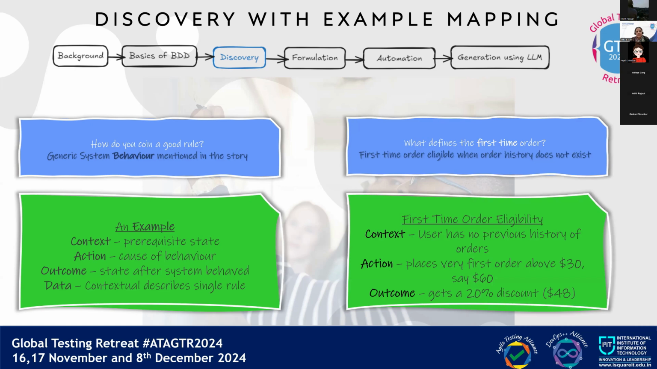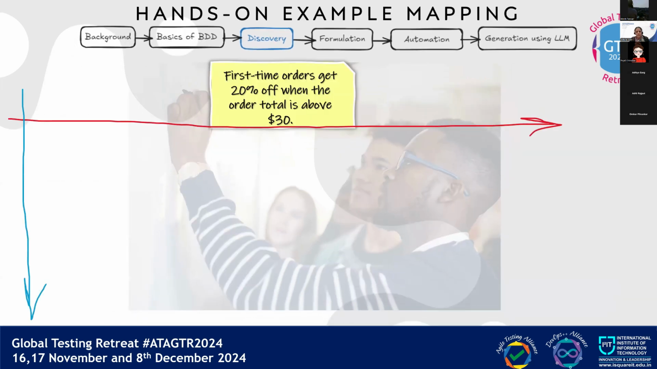They said they want to give a discount on any order value above $30. So the correct way to put it is: the user has no previous history of orders, then they will get a discount of 20%. That's how you state it. So we'll do a small hands-on exercise over here. I have given you the draw URL, and on it we will all collaborate to chalk out the rest of the rules for this user story.